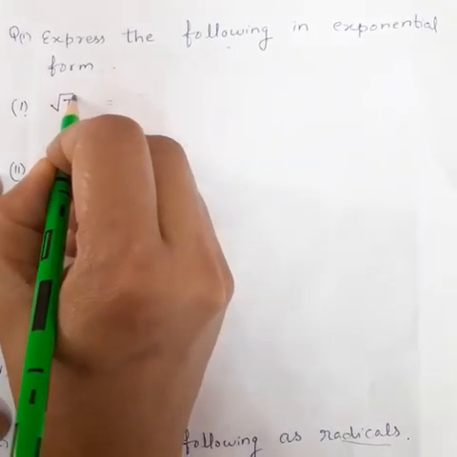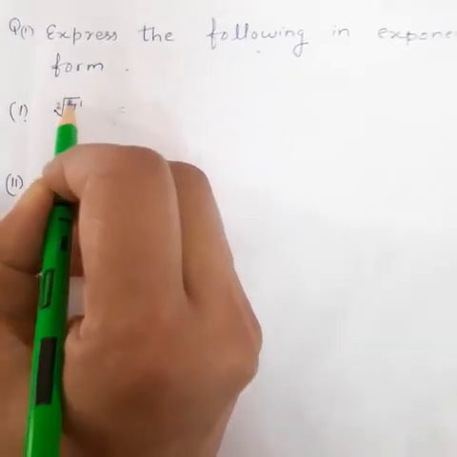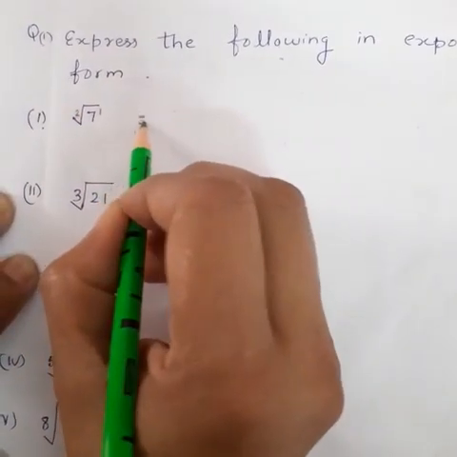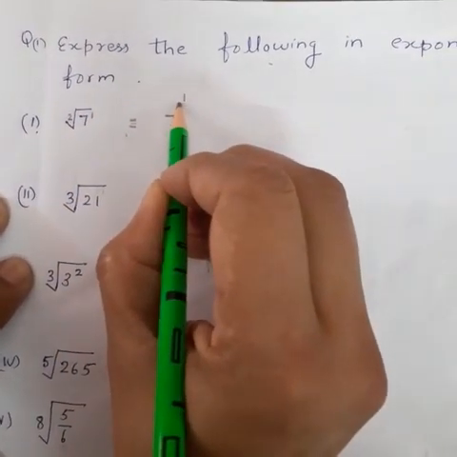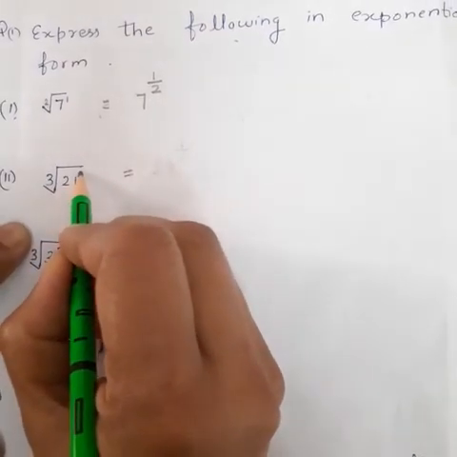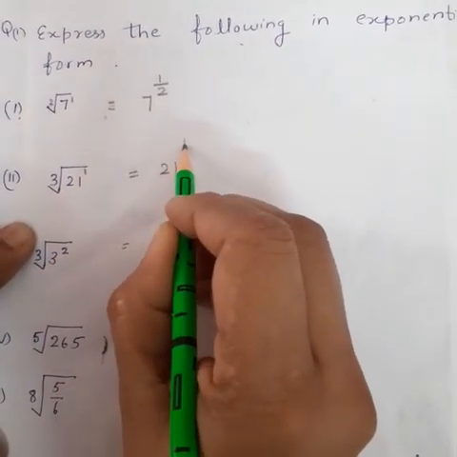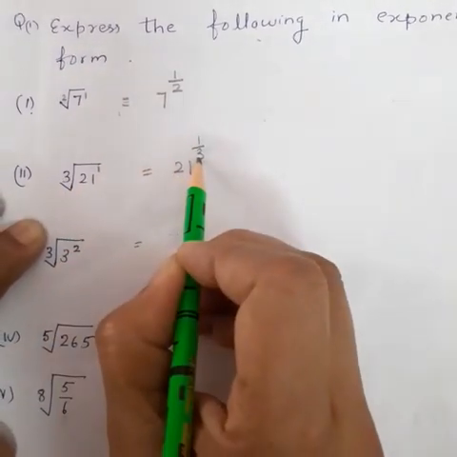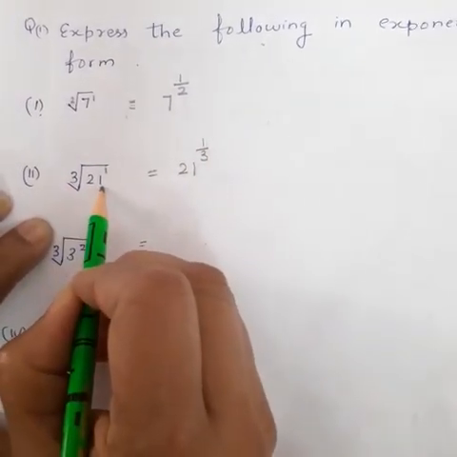So here the power of the number is 1 and the index is 2. In square root the index is 2, but we don't write 2 in the index. So the exponential form will be 7 to the power 1 by 2, power in the numerator, index in the denominator. Let's do the next one. Here the power is 1. So 21 to the power 1 by 3. Power in the numerator, index in the denominator. So this is the exponential form of cube root of 21.